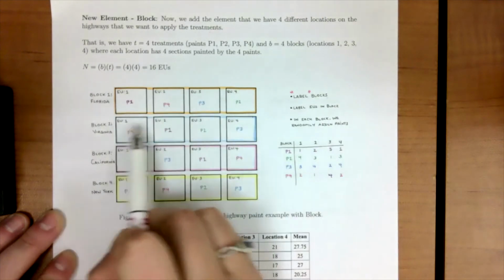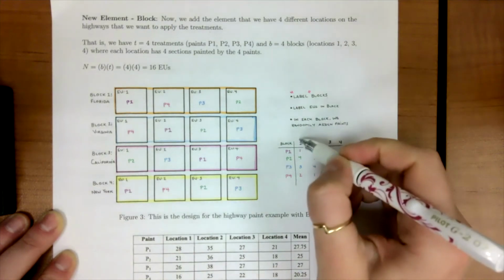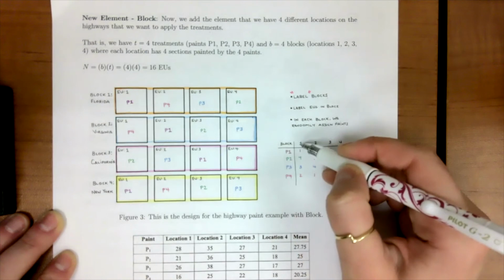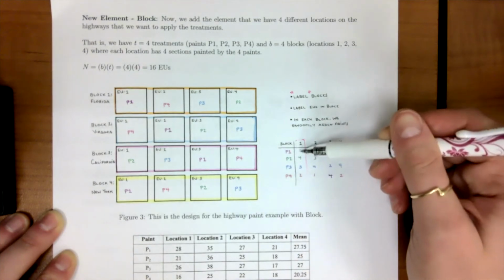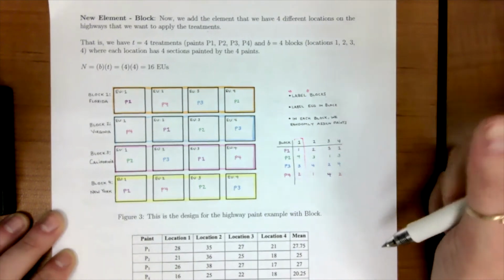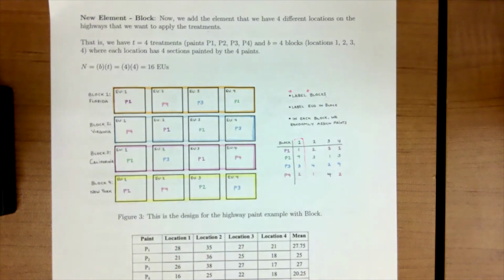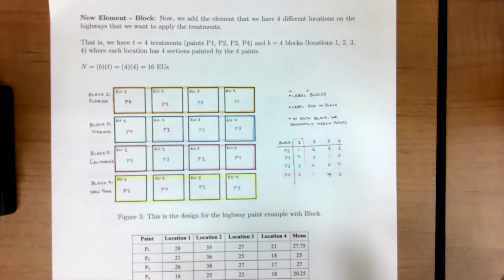So 1, 2, 3, 4, 1, 2, 3, 4. And then within each block, we're going to randomly assign the paints. So here's our blocks and here's our paints. And this is going to represent our EUs. So we can see that our block has all 4 treatments, all 4 treatments, all 4 treatments, and all 4 treatments. And so I just wanted to show you guys how the CRD design setup is different than the RCBD design.